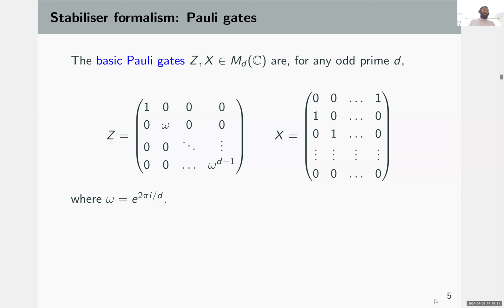Okay, so it would be like 1, and then a 1/3 rotation around the unit circle, and then a 2/3 rotation around the unit circle. If D is higher, then you have more entries and a more refined angle on the circle. And X is the shift operator. So you just take the identity operator and shift all of the columns one to the left. Okay, so in the case where D equals 2, this is the standard X you're familiar with.